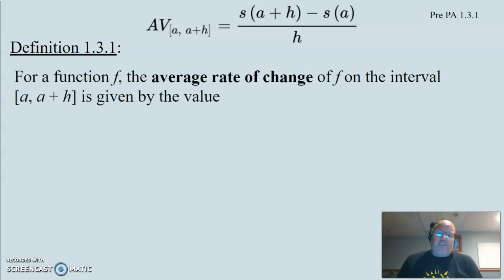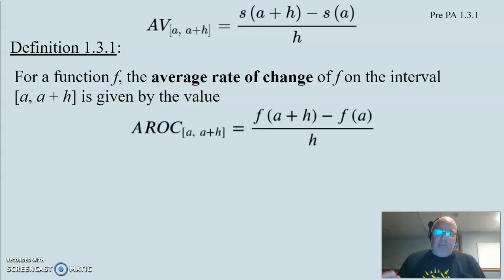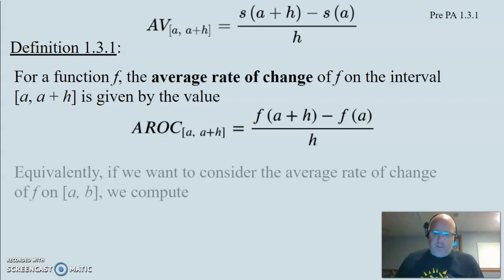And so here's the definition of an average rate of change. We say for any function f, which is the most common name for a function, the average rate of change of f on the interval from a to a plus h is given by the value f of a plus h minus f of a over h. And you'll notice that that looks very similar to the average velocity because they're basically one and the same, except an average velocity is used primarily for a position function, where an average rate of change, which we're going to denote AROC from a to a plus h, is used for any function whatsoever.